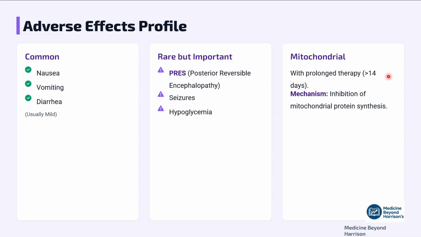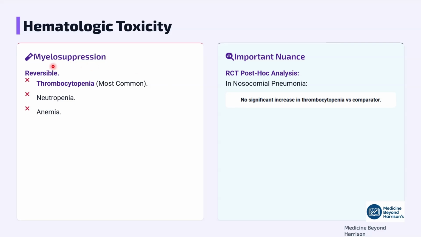With prolonged therapy for more than 14 days, it can lead to mitochondrial toxicity due to inhibition of mitochondrial protein synthesis. So try to avoid prolonged therapy, no more than 14 days. It can lead to myelosuppression, which is reversible; thrombocytopenia is most common, followed by neutropenia and anemia. An important nuance is that in nosocomial pneumonia, there is no significant increase in thrombocytopenia versus comparators. So it is nowadays not considered the most important cause of thrombocytopenia, but it still needs to be used with caution.